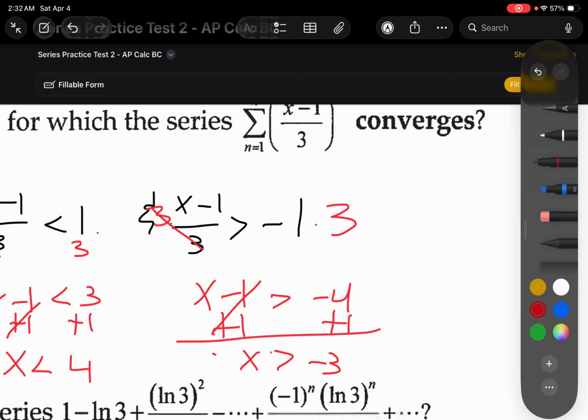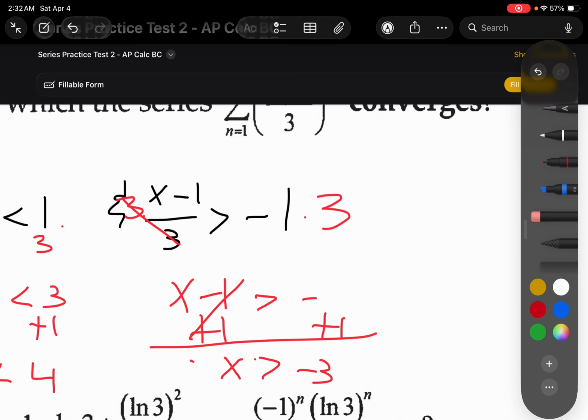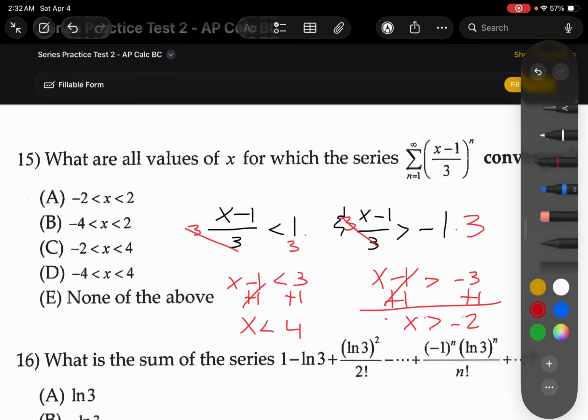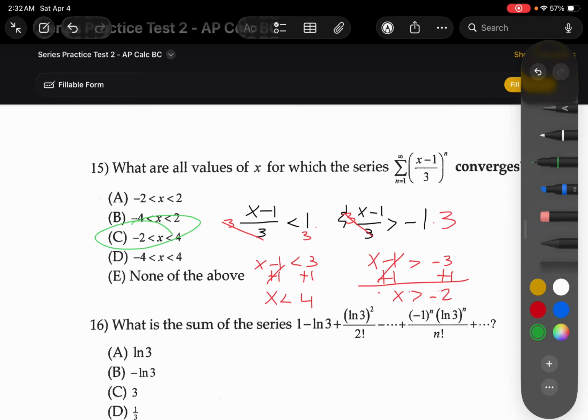Oh, wait. No. Sorry about that again. I am messing up today. It's negative 3 plus 1, which is 2. So it's going to be negative 2 and positive 4. Where do we see that in our answer key? That's going to be C.